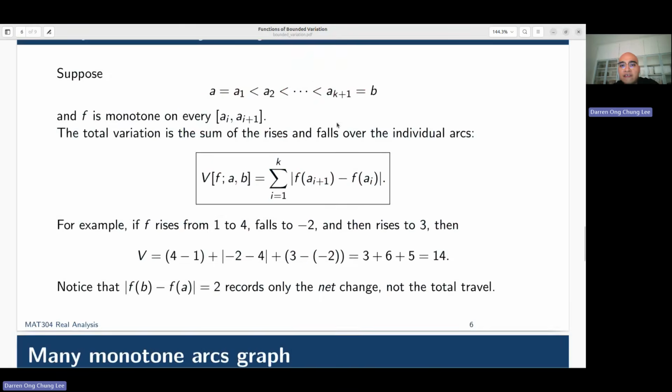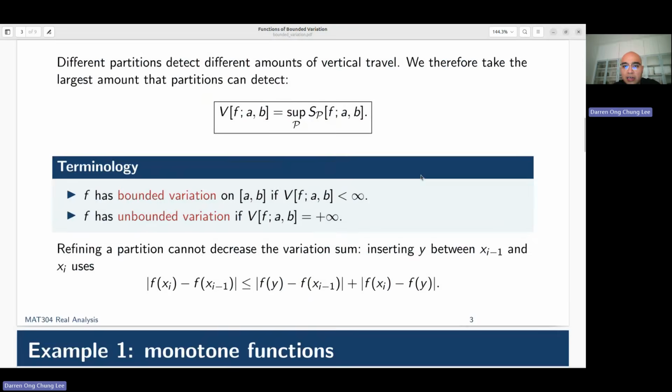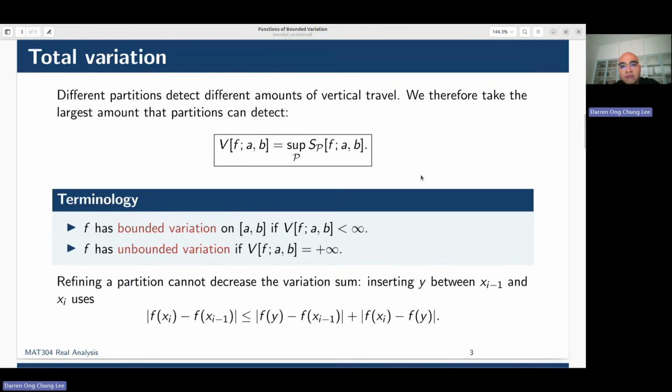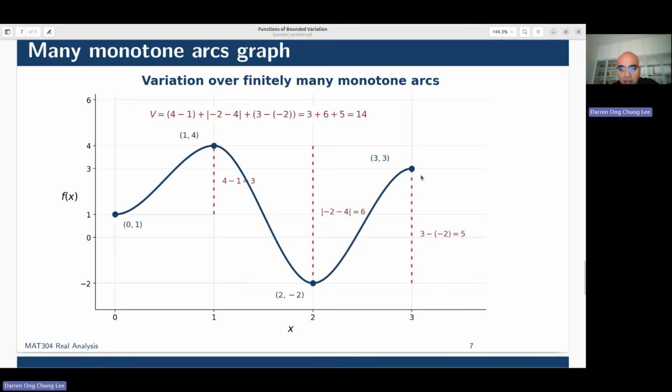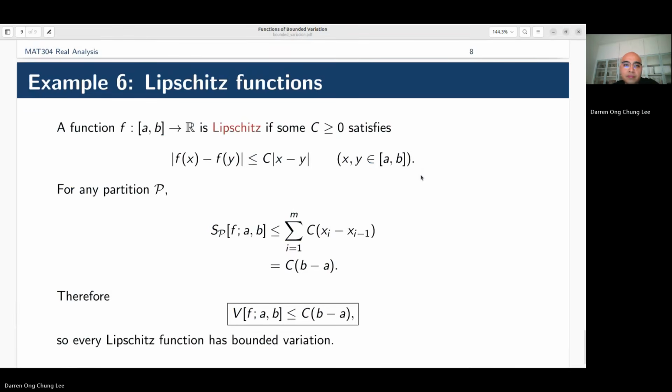So let's again look at the definition of variation. The variation is the supremum of all these S_Ps, right? But we know that you can find an S_P that is larger than any positive integer. So it's unbounded above. It's not bounded. You can find S_Ps that are as large as you like. So when you take the supremum of all the S_Ps, the result you get is just infinity, right? And indeed, we find that the variation of this function will be positive infinity.